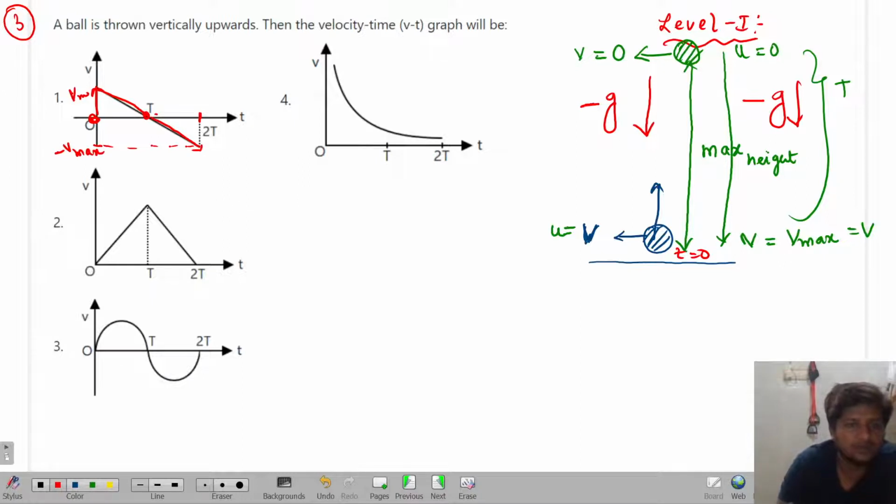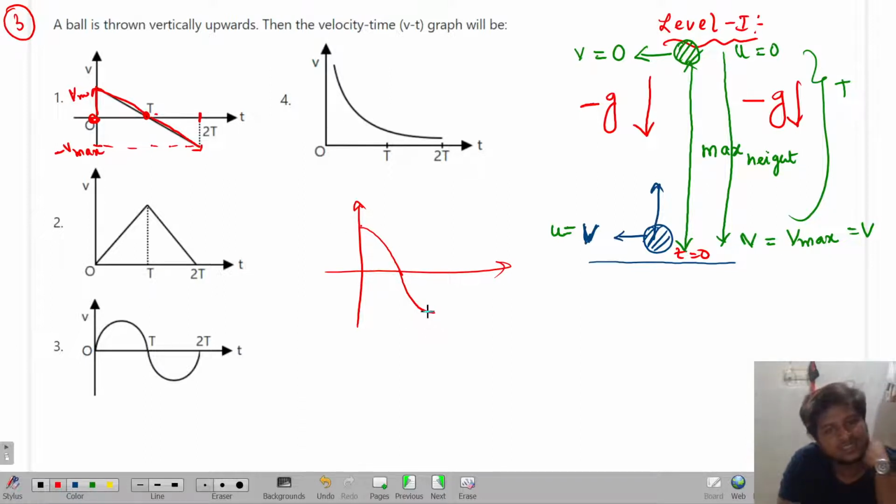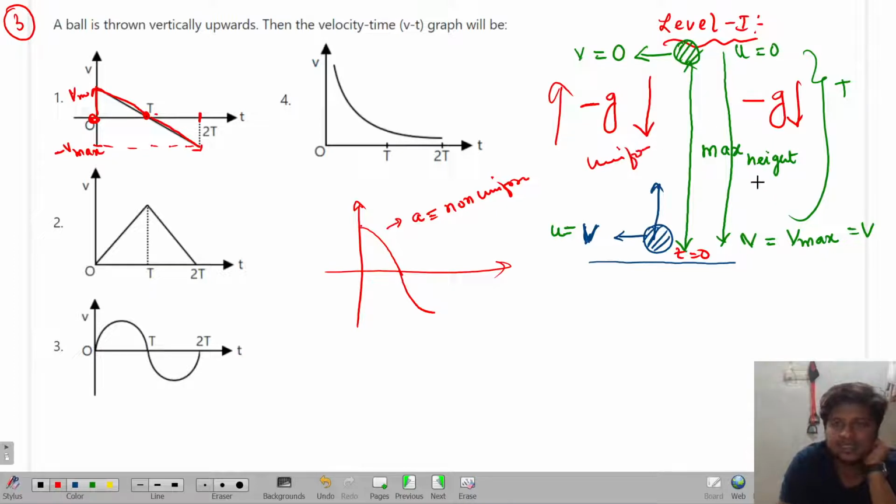Now, in many graphs in the question, the options were like this way, meaning the velocity decreases in some kind of curve like they gave. But is this graph correct? No, this graph is not correct. Why is it not correct? Because when I draw this graph, I'm taking the acceleration to be non-constant. Acceleration is non-uniform over here. But what you observe is that in the first case the retardation is uniform, and in the downward case also the acceleration is uniform. So that's why you draw the graph this way. So this kind of graphs are never possible.